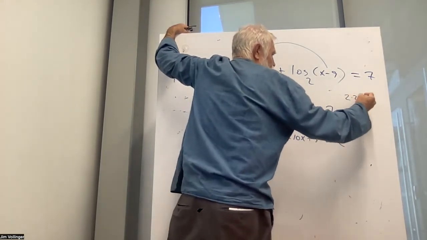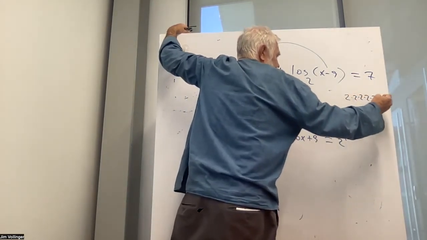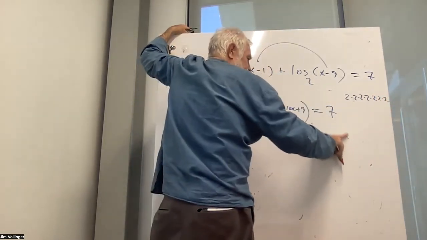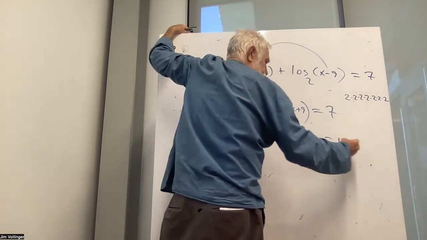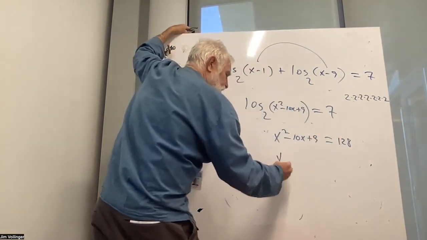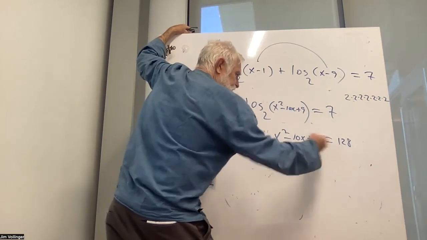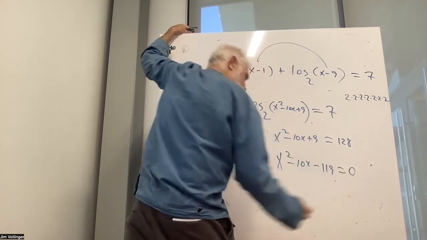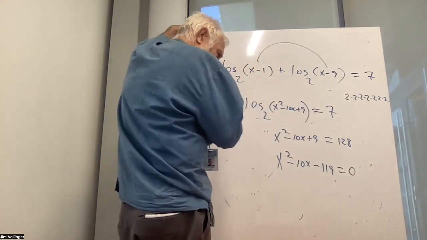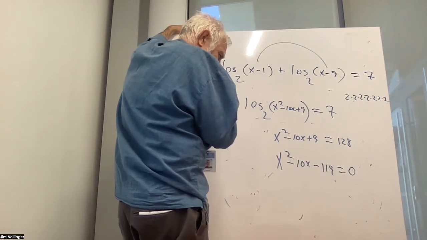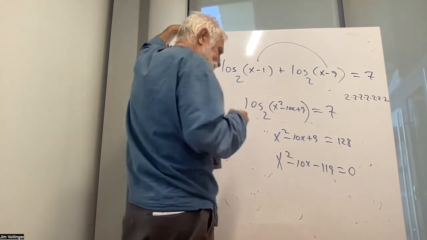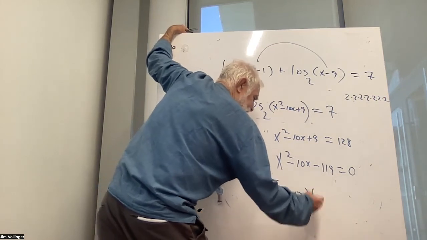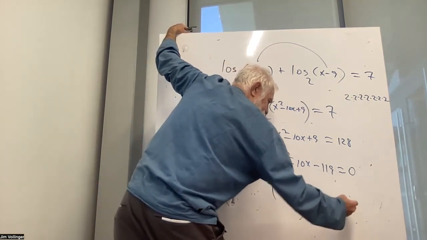And 2 times 2 is 4, times 2 is 8, times 2 is 16, times 2 is 32, 64, 128. So I think this number is 128. So I'm going to subtract 128. I get x squared minus 10x minus 119 equals 0. So what numbers are 10 apart that multiply out to be 119? 17 and 7. So this is x minus 17 times x minus 7 equals 0.